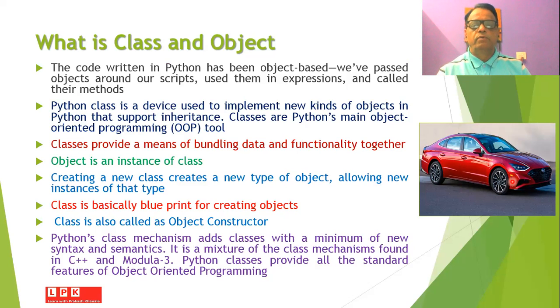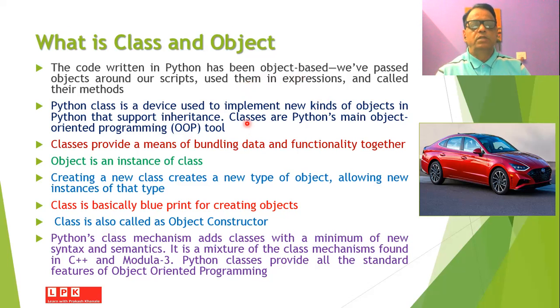So in real life, whenever we think of an entity, there are many things that contribute to recognizing that entity. The code written in Python can be object-based. That is, so far we have used certain code in the Python programming language, and we have seen that we can make use of objects in our script. We can use them in expressions. We can call the methods associated.